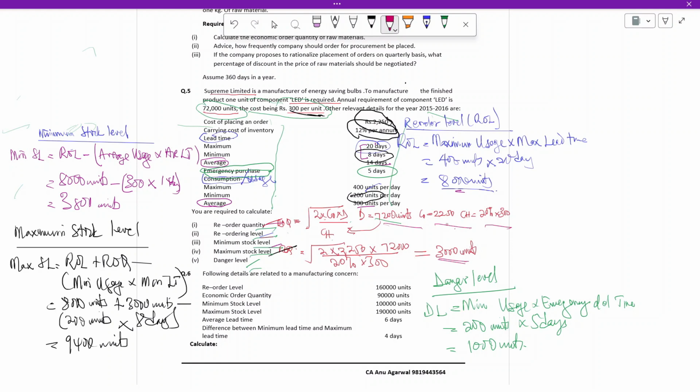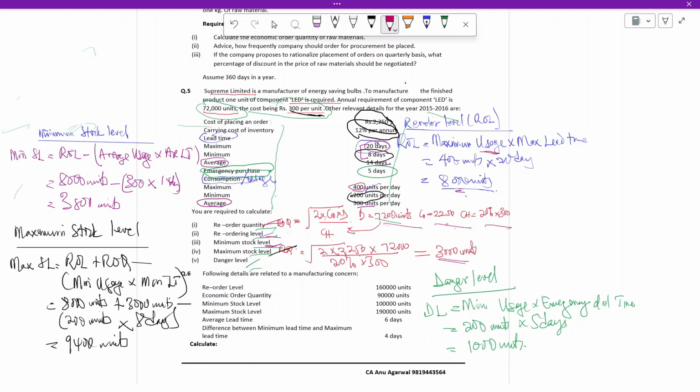Now the reorder level. The reorder level is given as the maximum usage or consumption times the maximum lead time. In some books, usage and consumption are the same. So in the question, we have 400 units as the maximum usage and 20 days as the maximum lead time. Multiply, we get 8,000 units. So we finish with the reorder level.